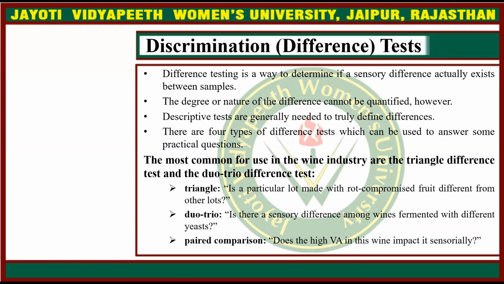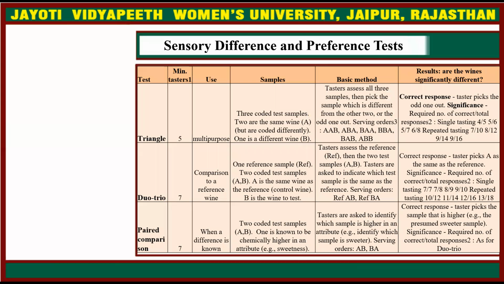In the triangle test, the question is: is a particular lot made with rot-compromised fruit different from other lots? In the duo trio test, the question behind it is: is there a sensory difference among wines fermented with different yeasts? And for paired comparison: does the high VA in this wine impact it sensorially? Then there is the sensory difference and preference test.